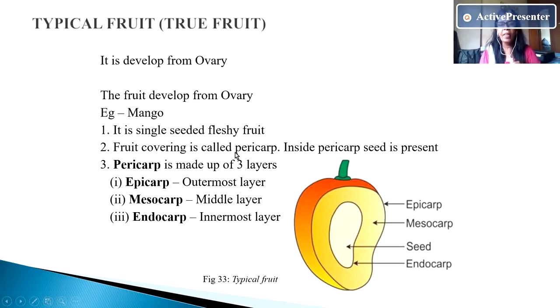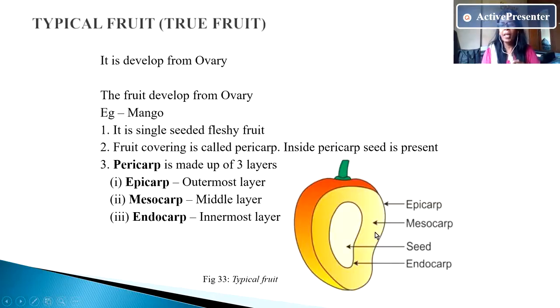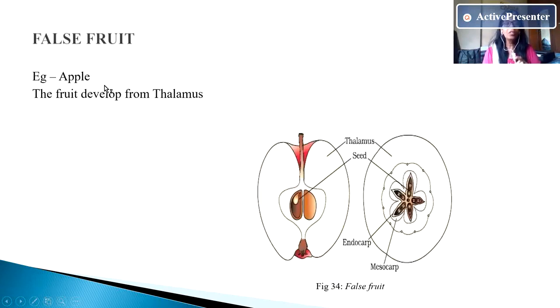Fruit covering is called pericarp. This is the pericarp, a three-layered pericarp. Inside the pericarp, the seed is present. The pericarp is made up of three layers. The outer skin is known as epicarp, then the middle one is mesocarp and the inner one is endocarp. Epicarp, mesocarp and endocarp together are known as pericarp, the fruit wall. Inside, the seed is present. So this is the structure of a typical fruit, example mango. False fruit, example apple.